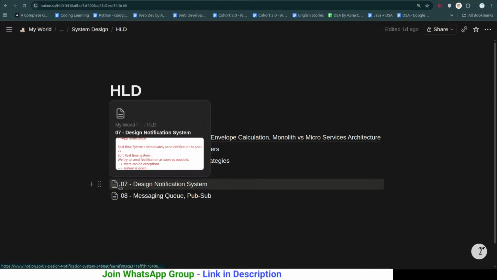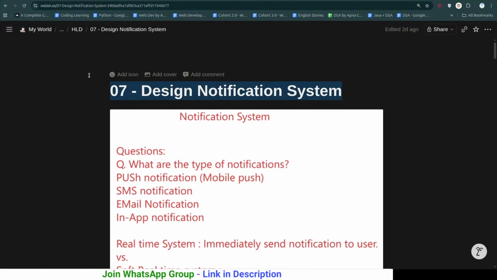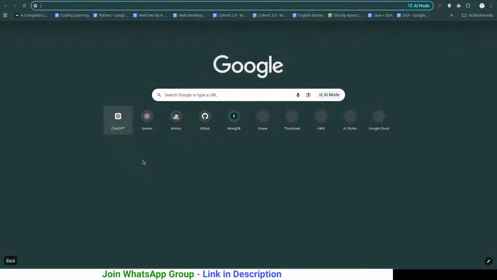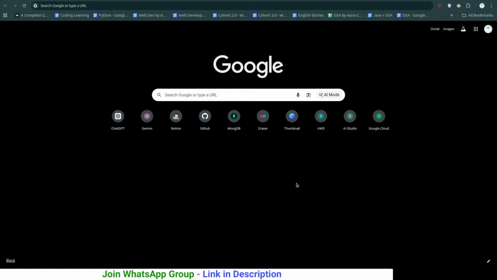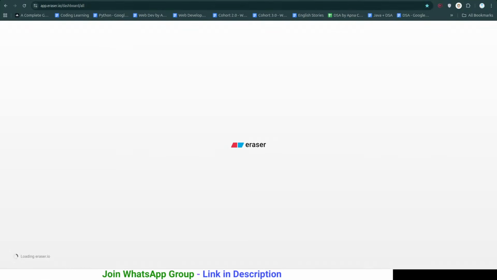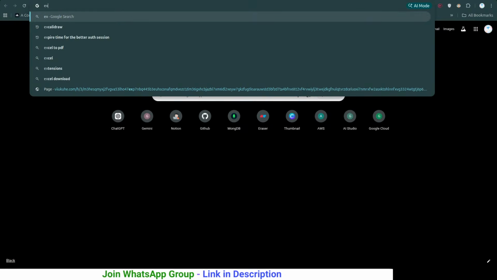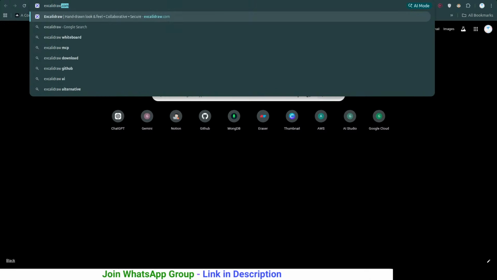The important thing actually starts from here. Number 7, designing a notification system, and then messaging queue. So let's simply go through this. Again, I will be going through this from scratch, and if needed, we are going to draw the diagrams as well. So let's see how it goes.